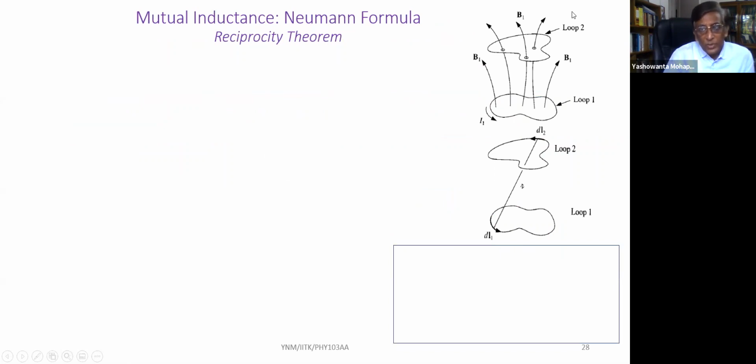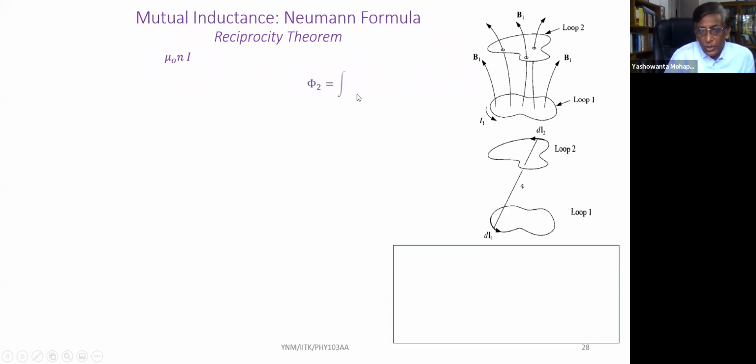Okay, and which is what is called the reciprocity theorem or the Neumann formula. All right, so let's take loop 1 and loop 2. If I run a current in loop 1, it's going to produce a B1, which is going to cross loop 2. And hence there is a flux cutting because of loop 1 in loop 2.